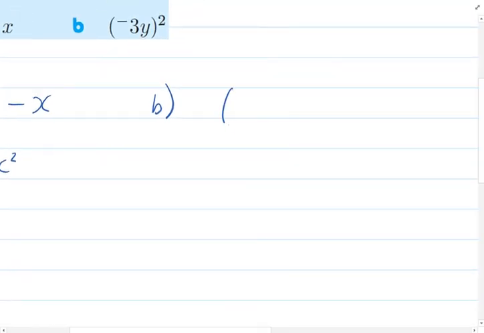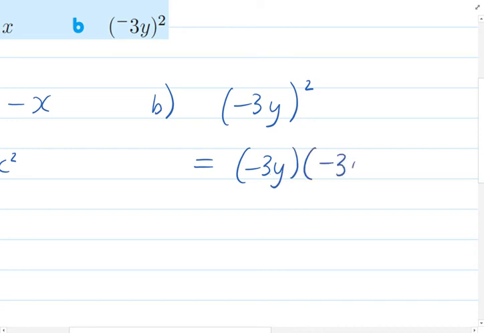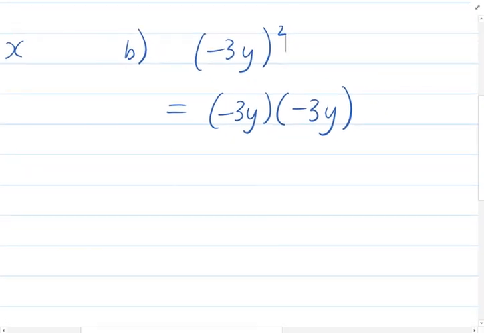So with question B, once again my first step of working is to copy out the question. So this question is negative 3y squared, all squared. So I'm going to write this as negative 3y times negative 3y, because that's what the squared means. It means that it's timesing itself. And it's important that we write out that step of working, and it's going to become more important later on. So negative 3 times negative 3, that's positive 9, and y times y, that's y squared. So we get positive 9y squared.